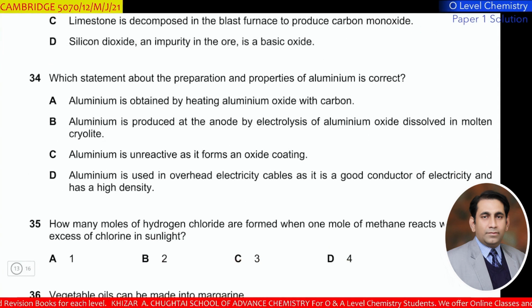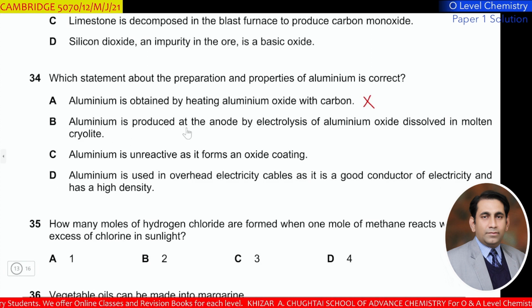The next one is question number 34. Which statement about the preparation and the properties of aluminium is correct? Aluminium is obtained by heating aluminium oxide with carbon. No, it cannot be extracted with carbon. It is extracted with the help of electrolysis.